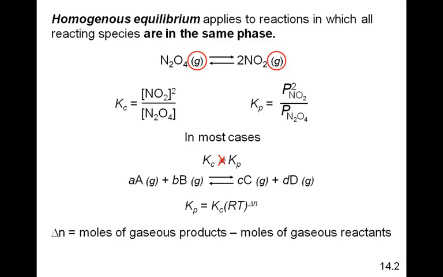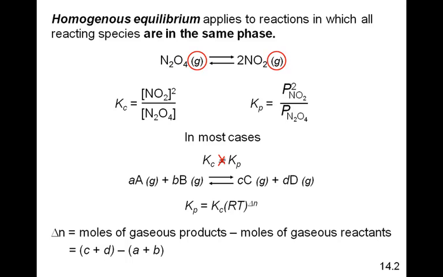That's a mistake. So in this case, since they're all gases, it's the coefficients c plus d minus the coefficients of a plus b. If they're not gases, if A was not a gas, then it wouldn't be in there. If D were not a gas, it wouldn't be in there. And of course, T is in Kelvin, and R is the ideal gas law constant, and that's 0.0821 liter atmospheres per mole Kelvin.